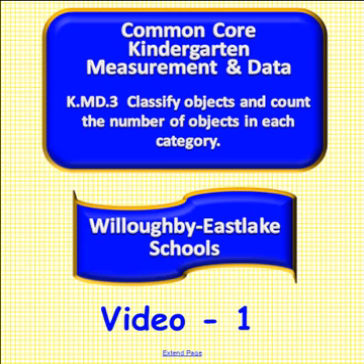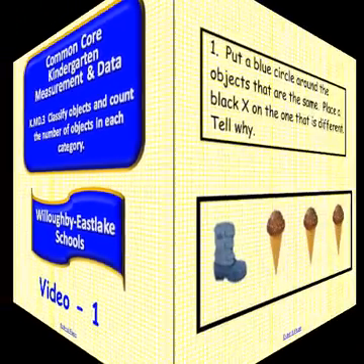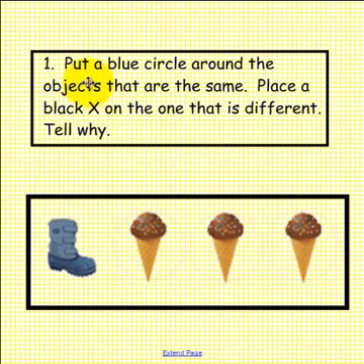If you would please, have a student come up to the smartboard for the very first problem. Thank you. Problem 1. Put a blue circle around the objects that are the same. Place a black X on the one that is different, and then tell why. If you would please, pick up a pen and do this now.